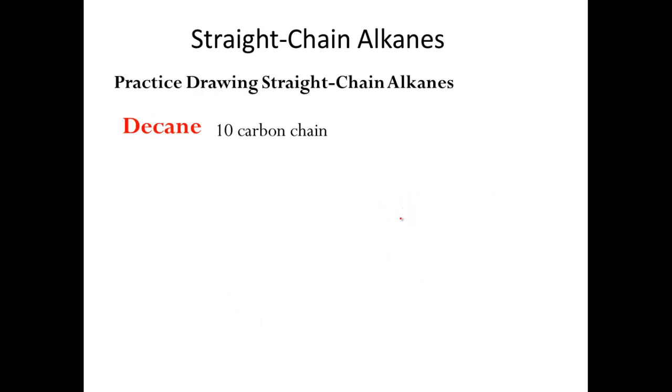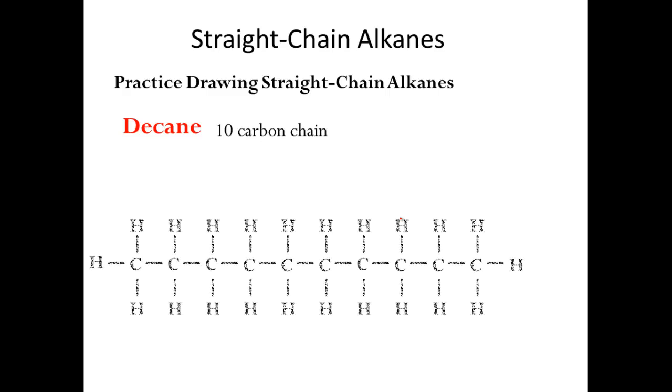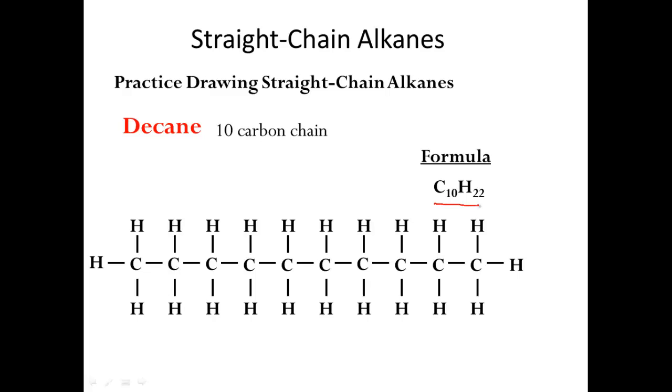So, decane, our largest of our hydrocarbons that we're going to deal with. Decane, 10 carbon chain. 1, 2, 3, 4, 5, 6, 7, 8, 9, 10. Our formula for that, 10 times 2 plus 2, would give us a formula of C10H22.